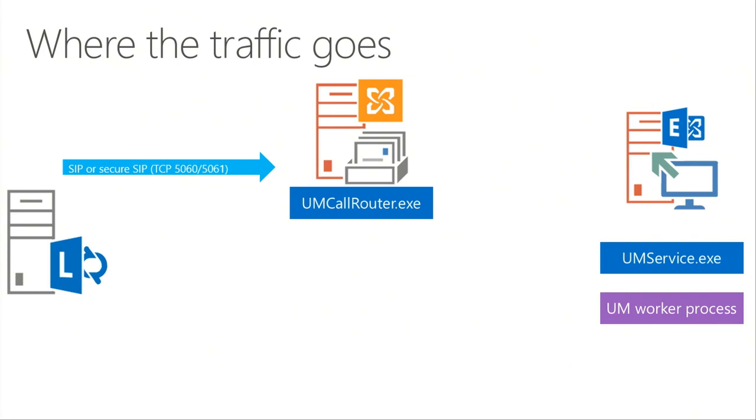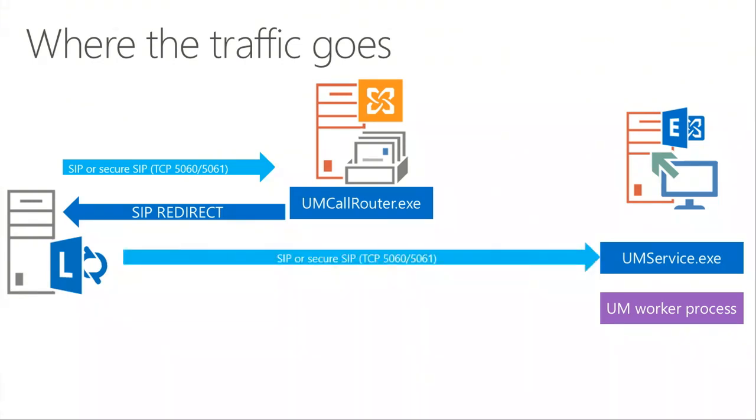So the request arrives at the call router, and it sends back a SIP redirect that says, no, wait, I got your call, but I'm not the guy you should be talking to. You need to be talking to this other machine over here. So Lync is then going to initiate another SIP invite, actually to the service on the mailbox role.